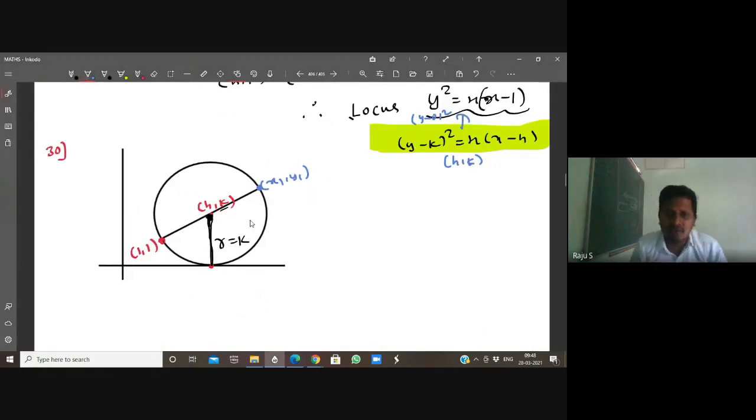Okay. So first we can take the equation of the circle: x minus h the whole square plus y minus k the whole square is equal to r square. r square is nothing but k square, and in that again substitute this point. After that, the ends of the diameter are given. So you have to find the equation in terms of the circle.